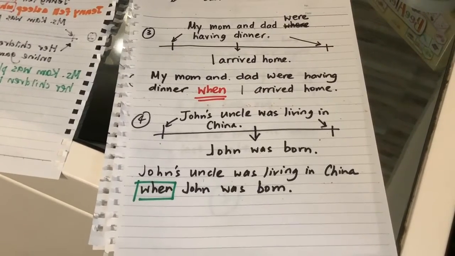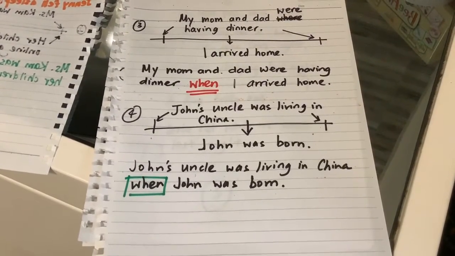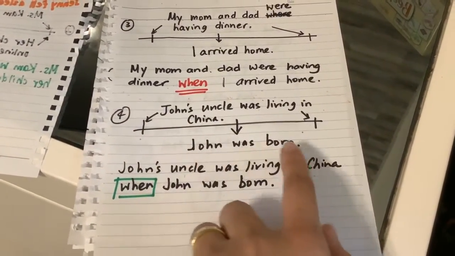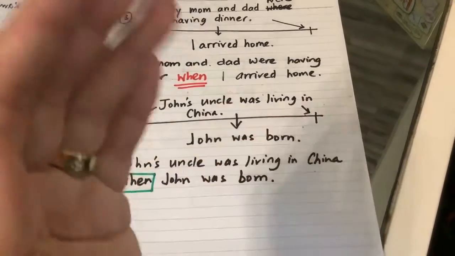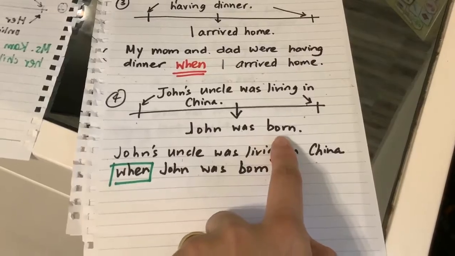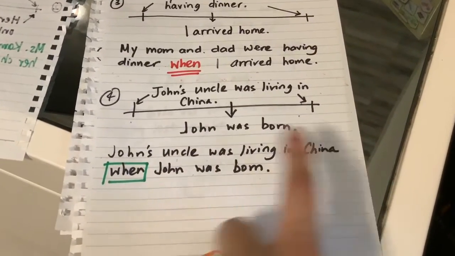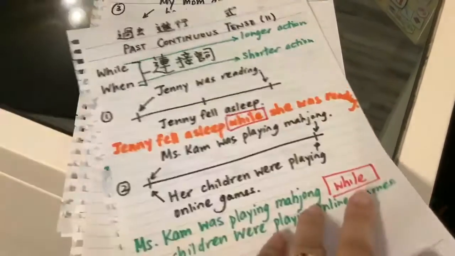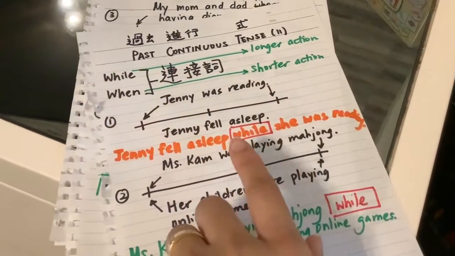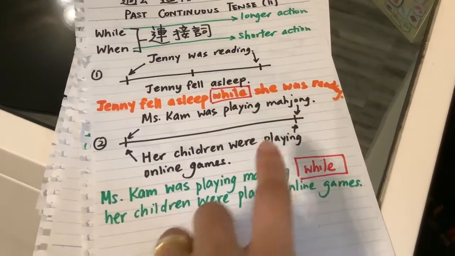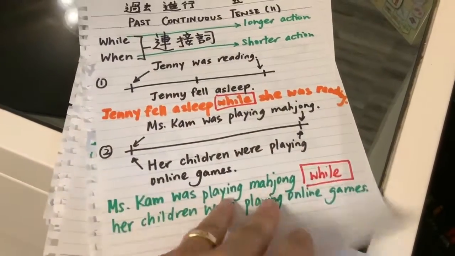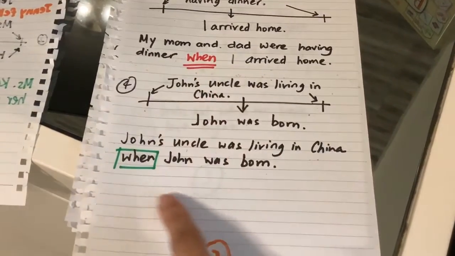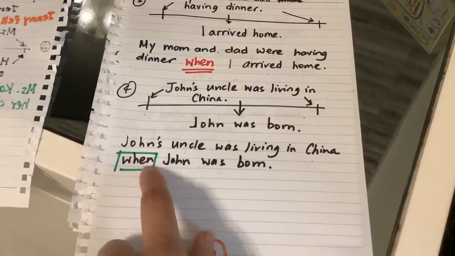Okay, another example, example 4. John's uncle was living in China. So John's uncle lived in China for a certain period of time, and then John was born. Okay, so John was born in that instant, so it's a short period of time. So you'll say John's uncle was living in China when John was born. Okay, you will use when. Okay, so while will be a longer action, like sleeping. Okay, right? Playing something, so it's a longer action. But when is a shorter action, arrived home. So you use when. Or here, when John was born is a shorter action, so you use when.